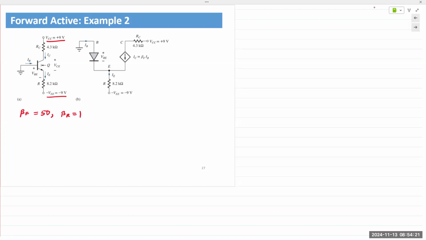And we're going to make assumptions again that this is in the active region of operation. Therefore, we can assume VBE is 0.7. We are asked to find the Q point for this biasing circuit.